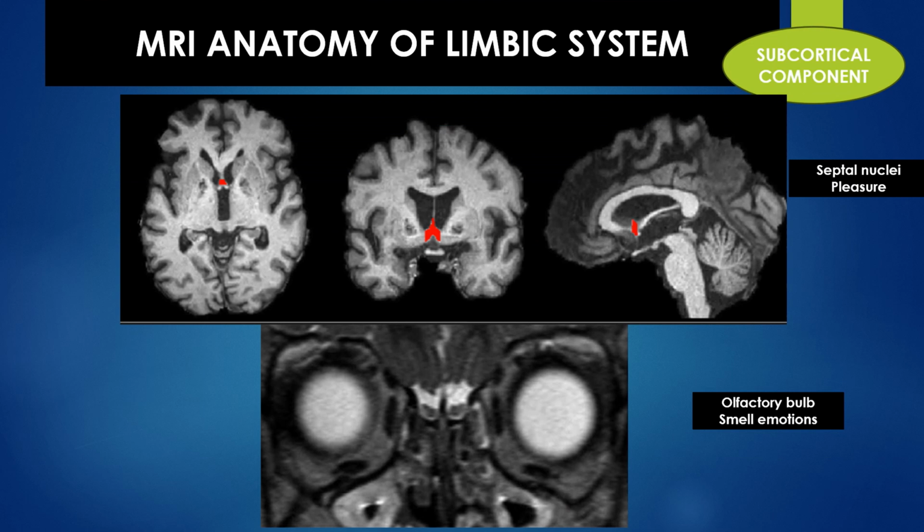Moving further, the small components, the subcortical component, septal nuclei, where exactly it is, it's going to deal with pleasure. It is basically between the fornix and the corpus callosum. This is the septum, this is the septum pellucidum, right? Where both of them are meeting together just above the level of the fornix. See, just above the level of fornix, whatever you see is the septal nuclei. Olfactory bulb, which deals with smell and emotions, is very easily identified. You see, basically see the cribriform plate of ethmoid, the CSF space. These two black structures which we are able to see are the olfactory bulb.